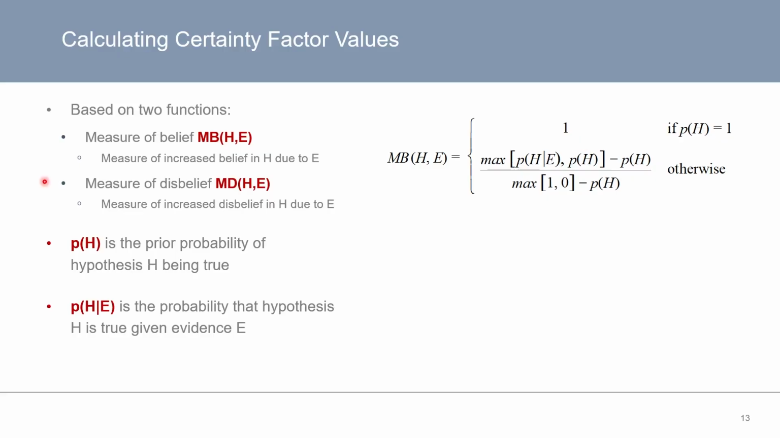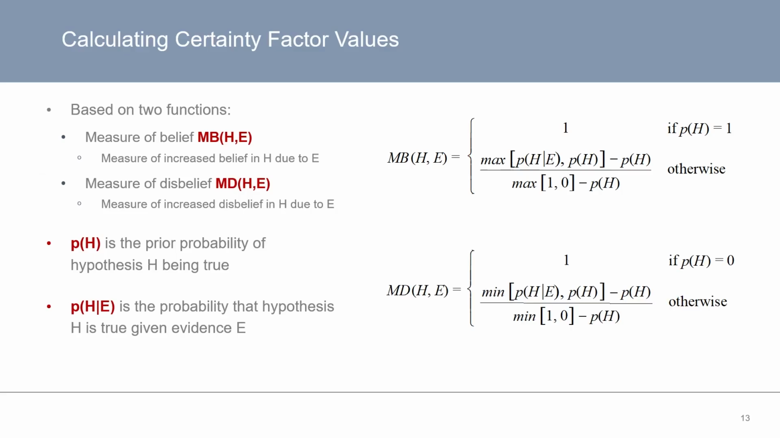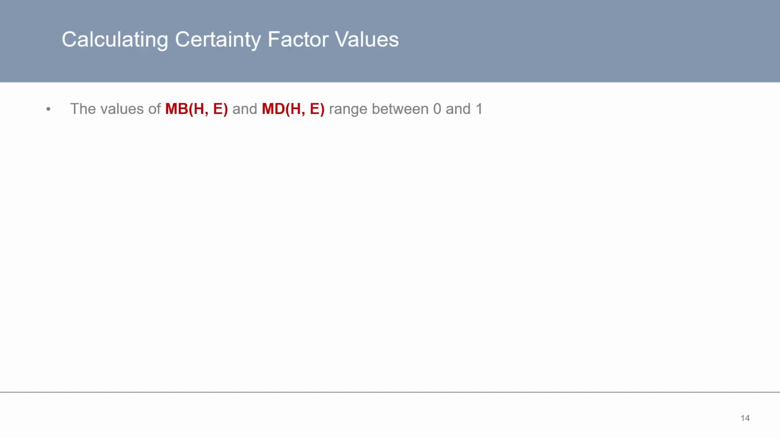Then we also have the measure of disbelief, or MD, which means the increased disbelief in the hypothesis due to the evidence E. This measure of disbelief is calculated with the following similar equation, where now if P(H) is 0, then the measure of disbelief is 1. Otherwise, it's calculated as the minimum of either P(H|E) or P(H), minus P(H), all divided by negative P(H). The logic behind this equation is that if the evidence makes the hypothesis less likely, the difference is calculated and scaled against the original probability. So these values of measure of belief and measure of disbelief range between 0 and 1.